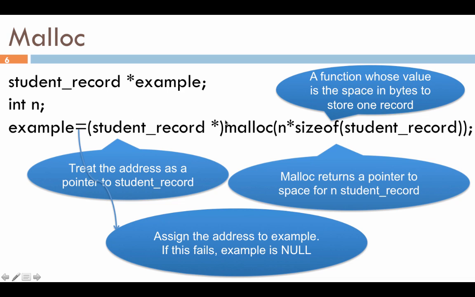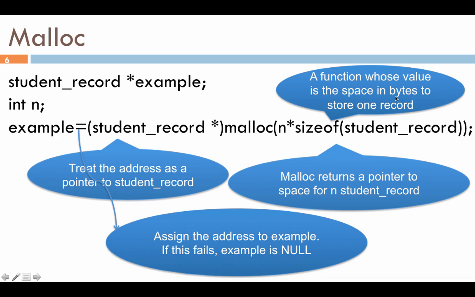In the C programming language, this is really not necessary. By default, the address will be considered as a pointer to student record. However, it also allows you to do some tricky programming here, which I will not draw your attention to at the moment. So the student record star is a typecasting operator which precedes this function call. It is not mandatory, but it's something that I'm exposing you to.